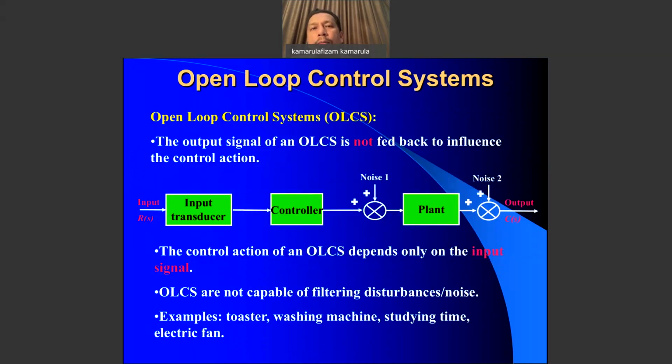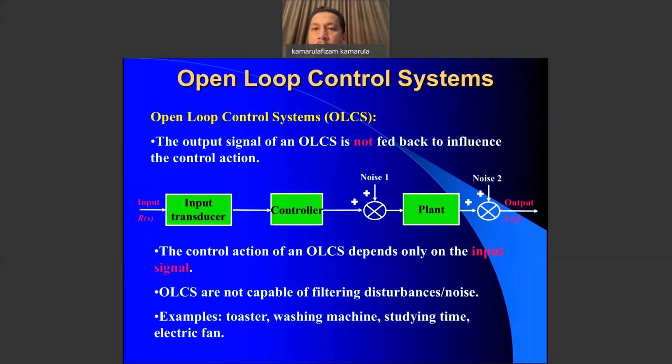All right, now we are looking at the concept of open loop and closed loop systems. The main characteristic of any open loop system is that the output signal of the whole block diagram is not taken back to the previous block, or the feedback is not there. The output signal is not used as an input to the previous block. So this is the main characteristic of any open loop system.